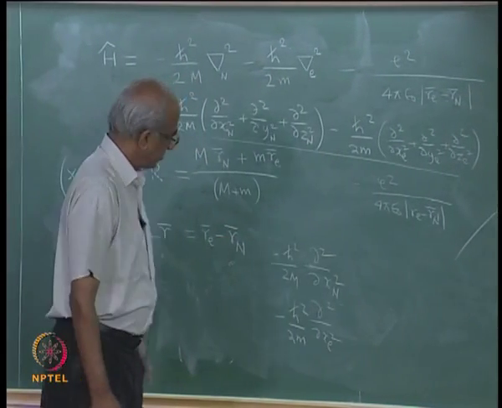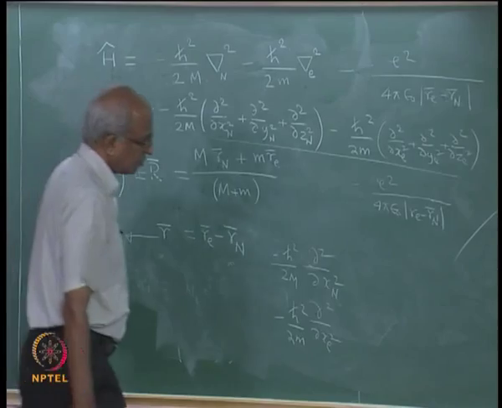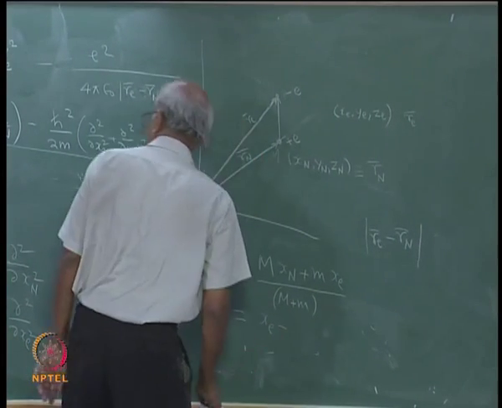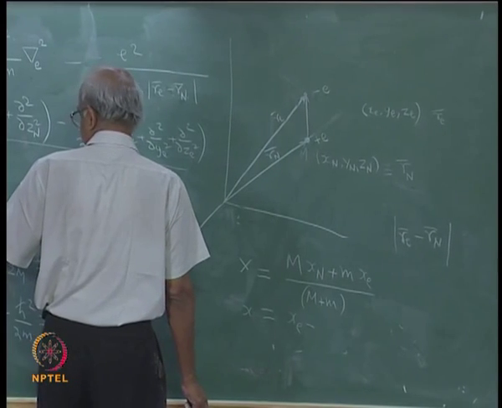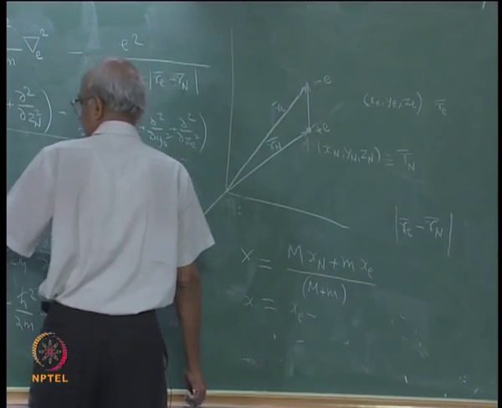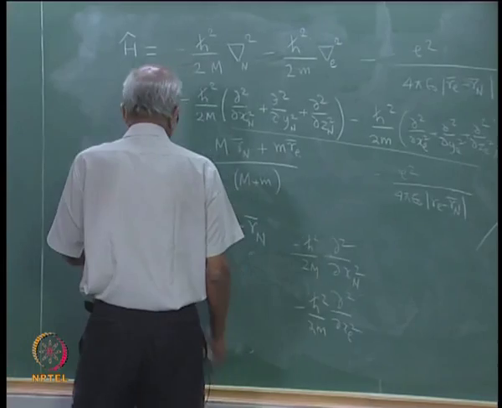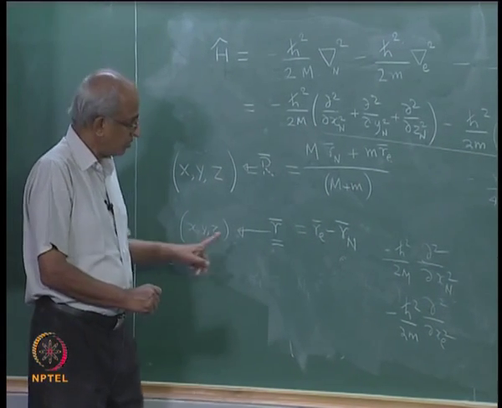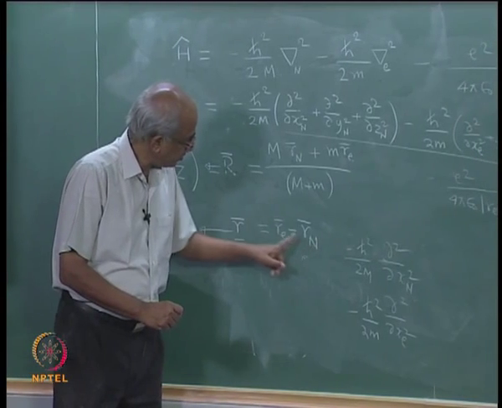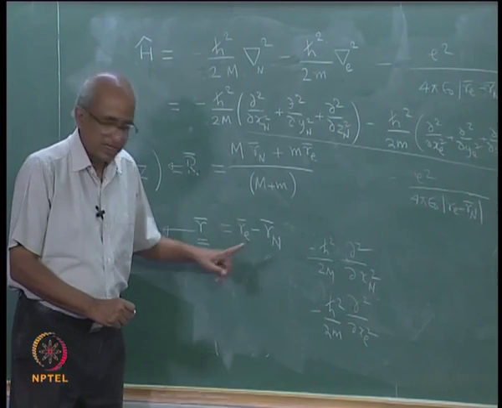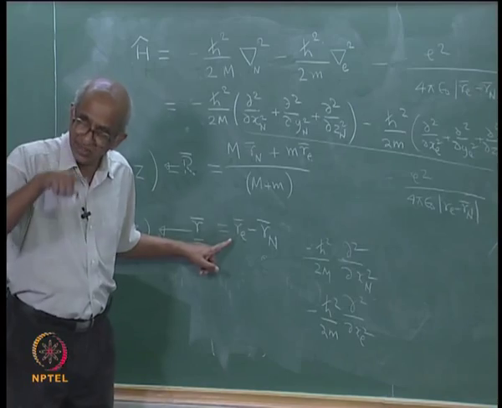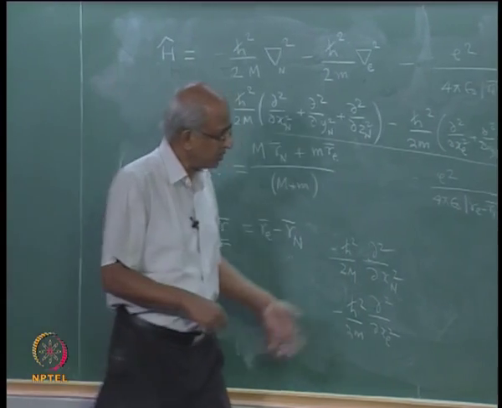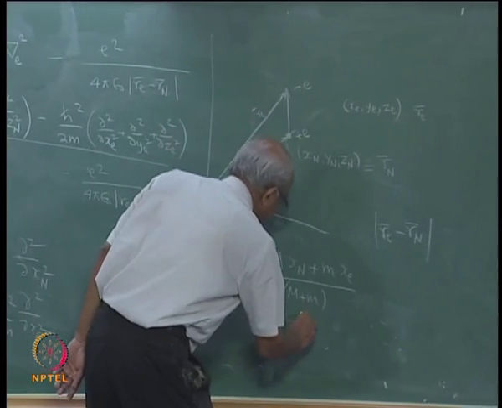That is capital X. What is small x? It is going to be x e minus, where is it? See, small x is the x component of this vector. So, all that you need to do is take the x component of the right hand side. The x component of R e is x e and the x component of R n is x n. So, therefore, it is going to be x e minus x n.